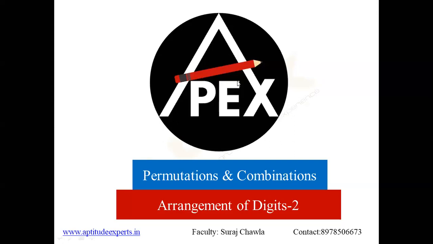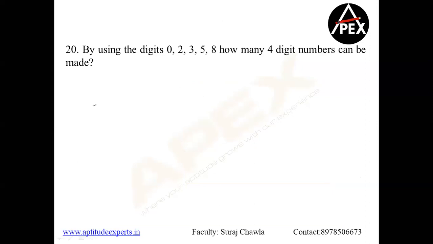So till yesterday, we had seen arrangement of digits where zero was not involved. Now, whenever we come to questions on arrangement of digits, there are two kinds of models, right? One model says where zero is involved and one model says where zero is not involved.